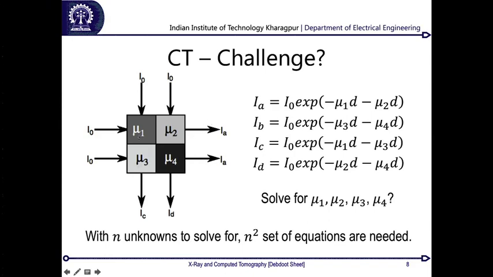Now if you increase this to say a 2 plus 3 block over there, then we will basically have 6 such unknowns, and we will need 36 sets of equations, whereas if we take just 2 projections, we are going to get only 12 sets of such equations. From that we will never be able to make out the whole problem. So instead of that, what we want to do is something like this.